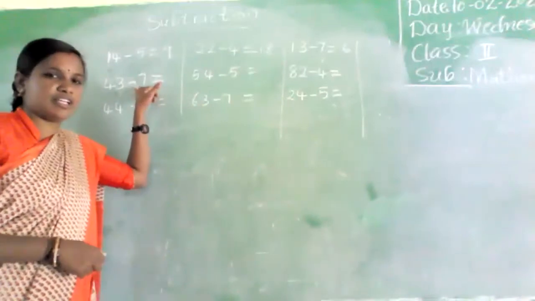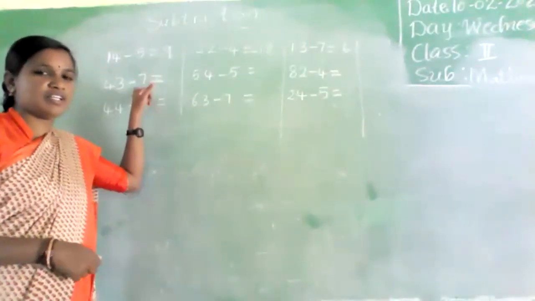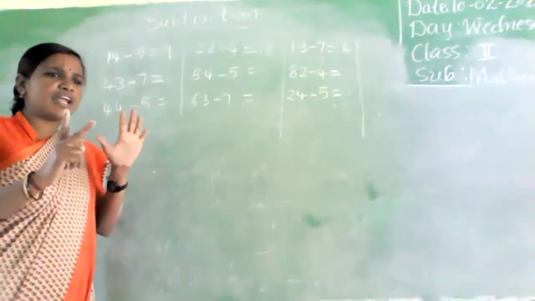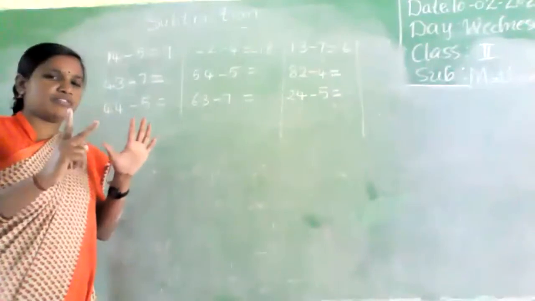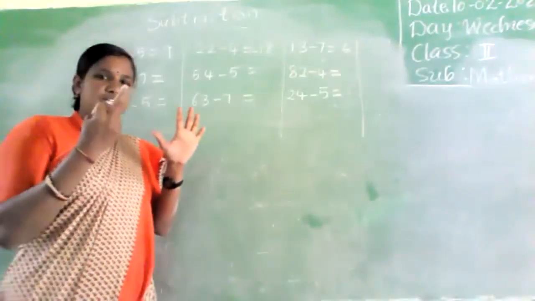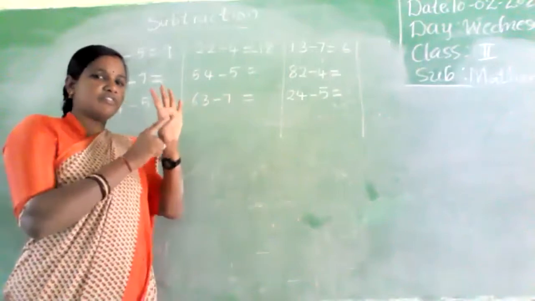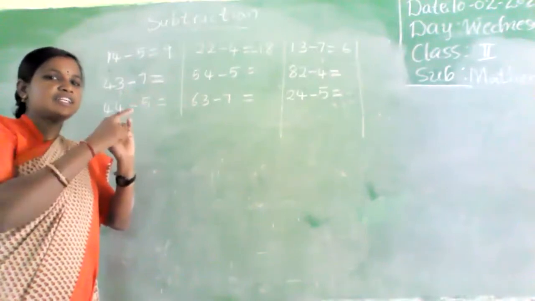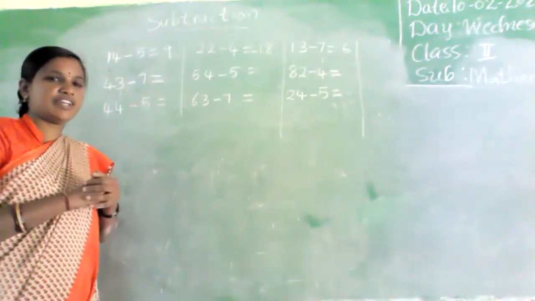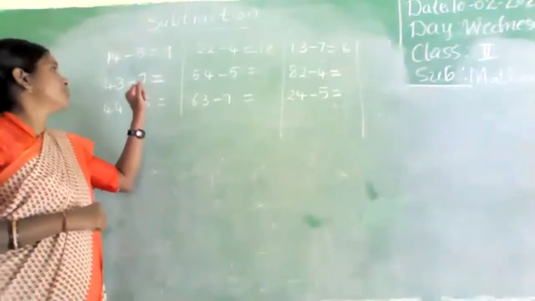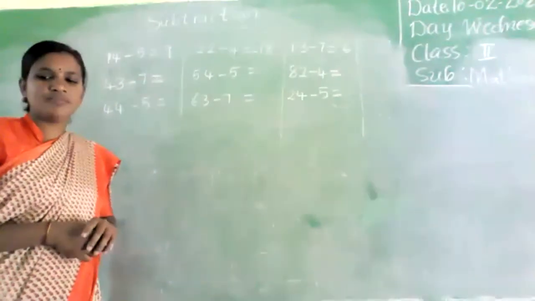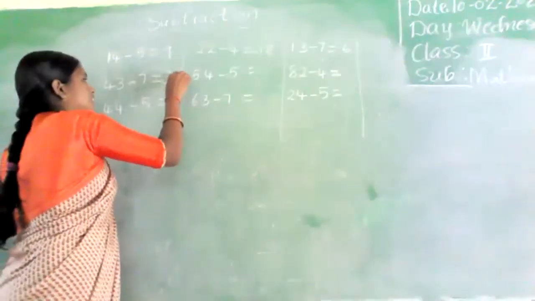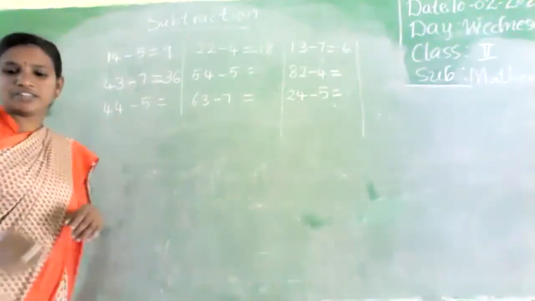43 minus 7. Keep 43 in mind, take 7 fingers. So we have to count the before numbers. 43 before number: 42, 41, 40, 39, 38, 37, 36. So 43 minus 7 is equal to 36. Next, 44 minus 5.